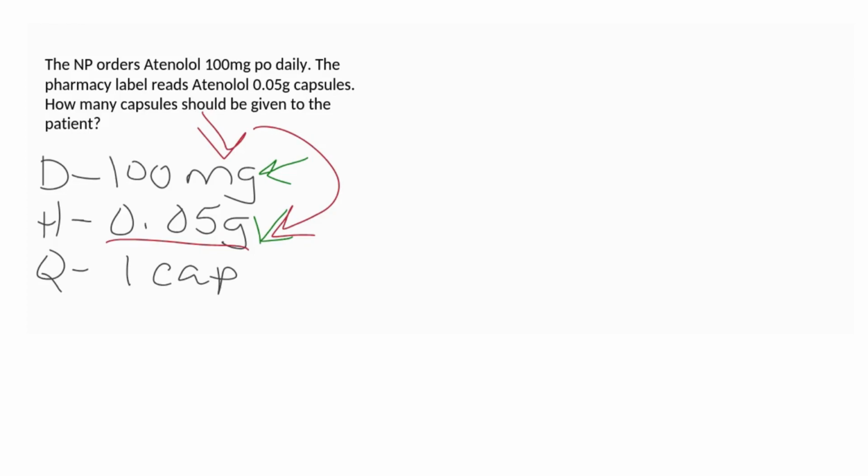So, how do we do that? Well, remember, we have micrograms, milligrams, and grams. The order was in milligrams, but we want it to be in grams. So when we want to convert from milligrams to grams, we always want to divide by 1,000.